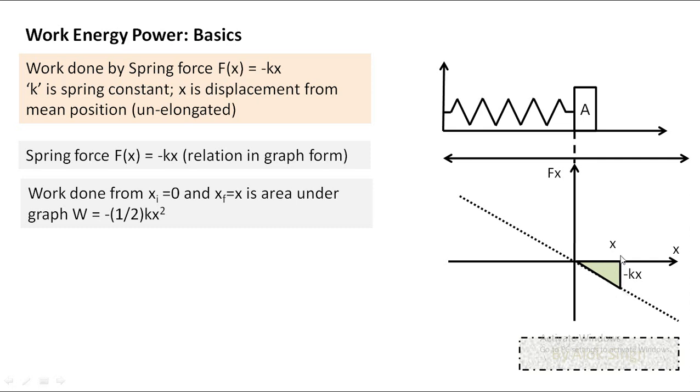Can we calculate this area? Quite easily. Area under the curve: the force will be equal to minus kx, so the area of this triangle is equal to minus 1/2 into x into kx. So minus 1/2 kx square.